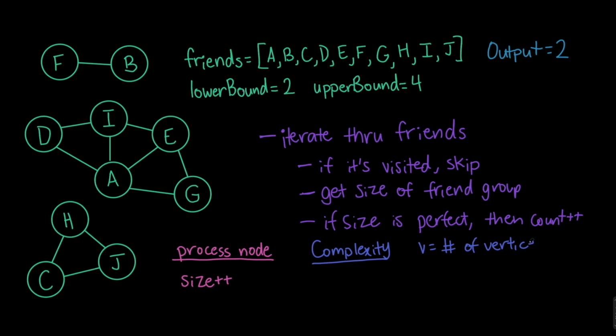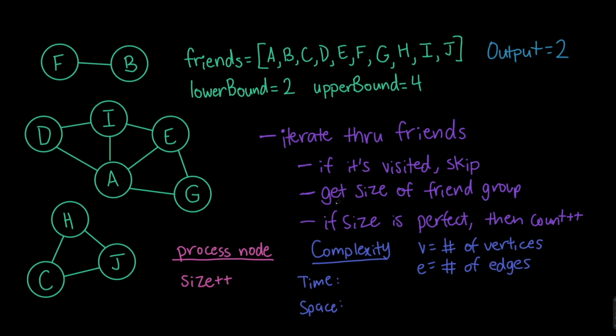Remember, vertices are the same thing as nodes, and in our case, that's the same thing as friends. We also want E, which is going to be the number of edges in our graph.